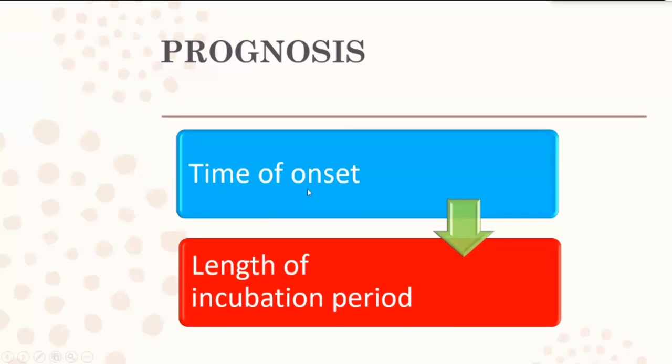What does that mean? There will be more toxin generation. So the rapidity of the time of onset will affect the outcome of the disease, because the patient received a high dose of tetanus toxin.